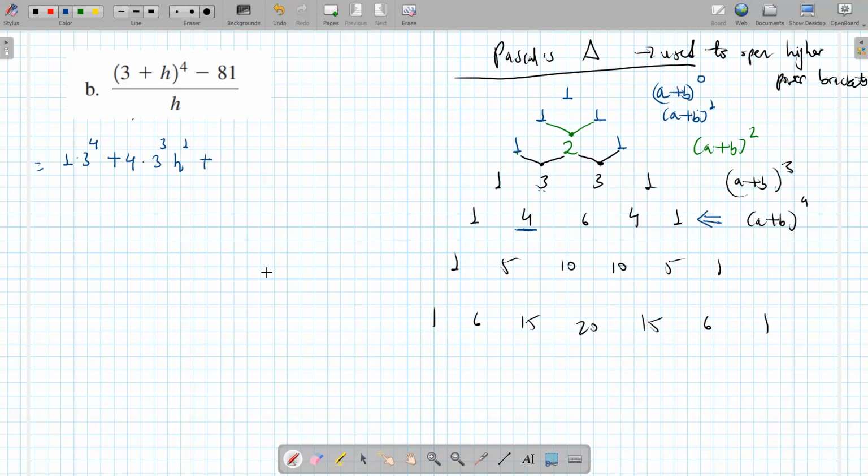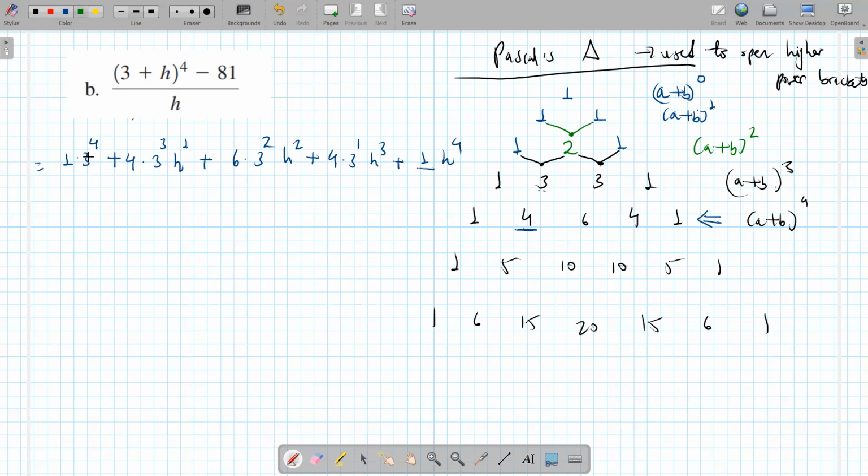What's the third term? The coefficient is 6. What's the power of 3? 2. What's the power of h? It's 2 as well. There we go. And the next term will be 4 times 3 to the power 1 times h cubed. And the last term is always 1 times the second term to the maximum power, h^4.